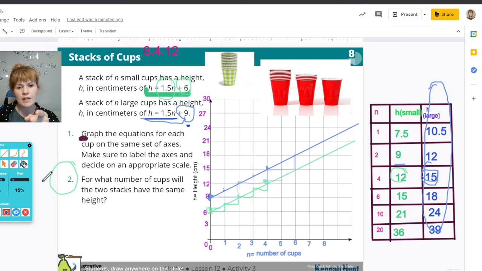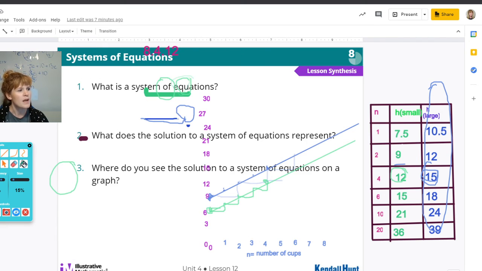You can see by looking at the parallel lines on the graph, they don't intersect. So there is no solution to this system of equations. Let me say that again. There is no solution. The lines do not intersect. Take a look at this next slide.